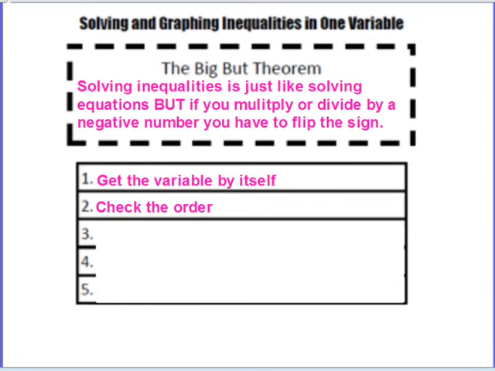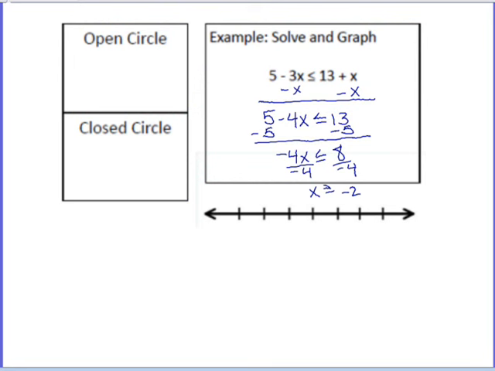Step 2 says check the order. You don't have to, but most people find it easier to have the variable on the left. So x is greater than or equal to 2. We already have that set up that way. If you had it backwards, if you solved a little bit differently and had negative 2 is less than or equal to x, that's fine. You can still graph this, but some people find it easier. So if we need to flip-flop here, we can, so that the variable is on the left.